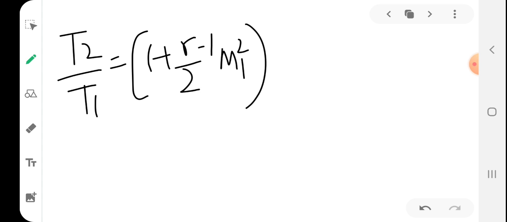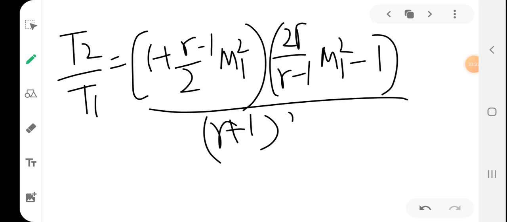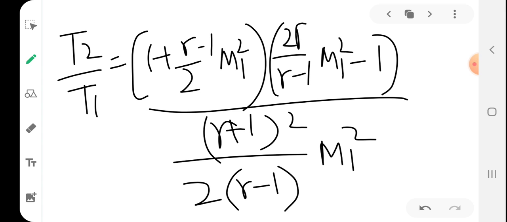Similarly, the temperature ratio you have already derived like 1 plus gamma minus 1 by 2 M1 square into 2 gamma by gamma minus 1 M1 square minus 1, divided by gamma plus 1 whole square by 2 gamma minus 1 M1 square, right? And students, what we can do is to get the temperature ratio in terms of pressure ratio. M1 in this equation for temperature ratio is to be replaced by this particular equation. So M1 square here should be replaced. How to replace?